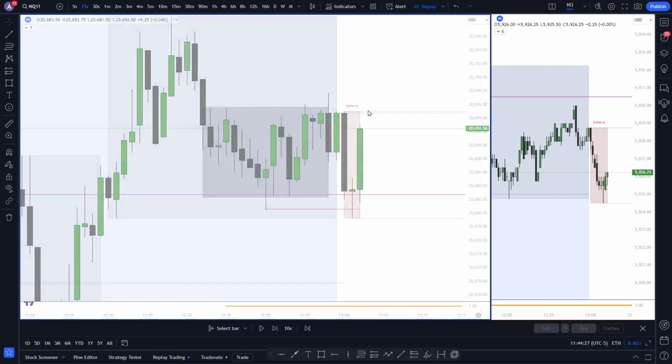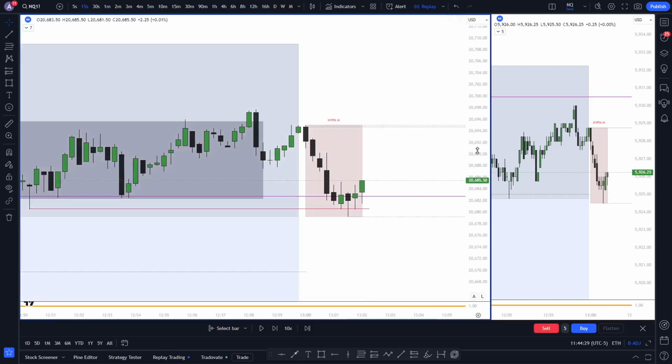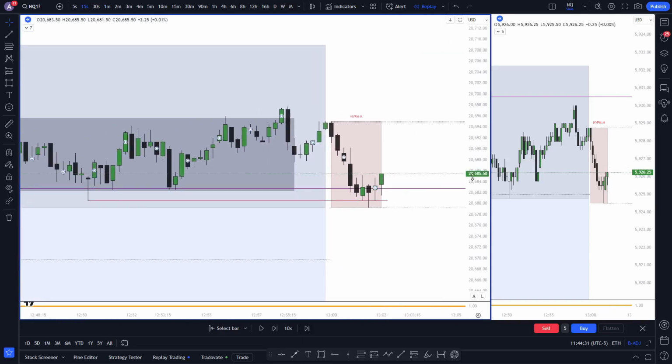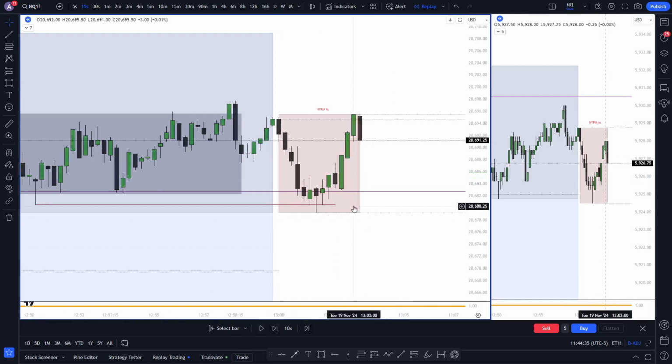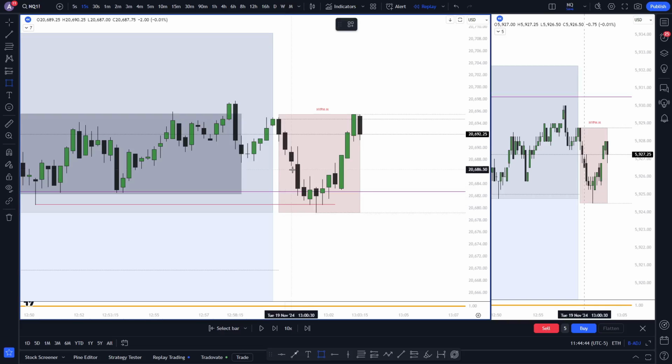Now if we drop back down into the 15-second chart, this is what I want you to notice: if we play it forward, I want you to see how we distribute up and close above this CB. This is important because this is our CSD. After we close above this CB right here, this is the change in state of delivery.